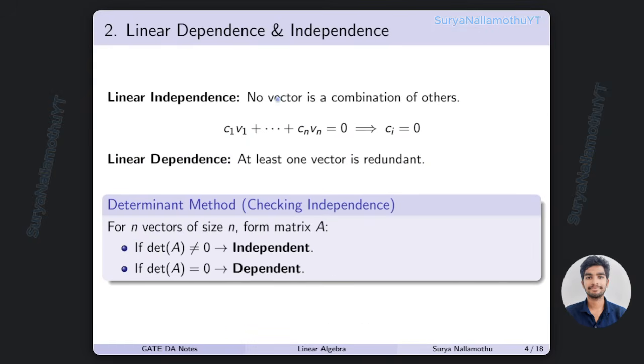Next, linear dependence and linear independence. Here the important point is, for a matrix, if the determinant of A is equal to 0, it means the vectors are dependent. If the determinant of A is not equal to 0, they are independent of each other. For example, in a square matrix, say a 3 by 3 matrix, if the determinant of that matrix is 0, then the vectors are dependent. If the determinant is not 0, they are independent. These are the important points for this topic.